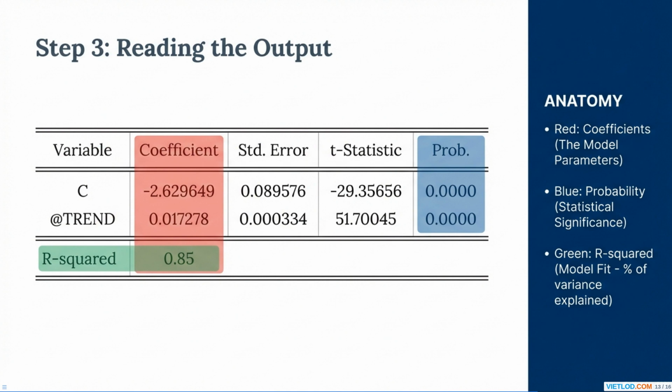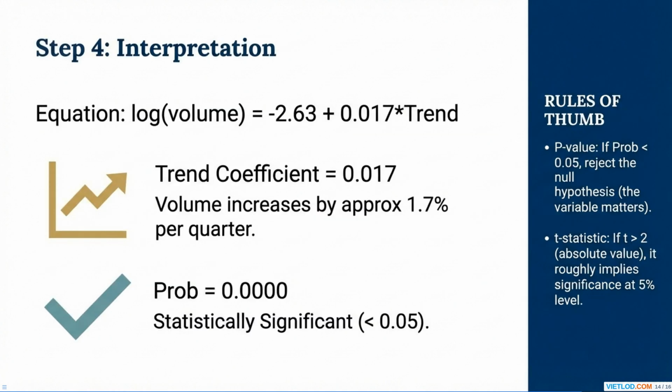This slide displays the standard EViews output for our regression model. Let's examine its key components. The coefficient column provides the estimated values for our model parameters. The coefficient for C is the intercept, and the coefficient for @trend is the slope. Next, the prob column shows the p-values, which are critical for assessing statistical significance. A p-value below the conventional threshold of 0.05 indicates that a variable has a statistically significant effect. For instance, the p-value for @trend is 0.0000, confirming its strong significance.